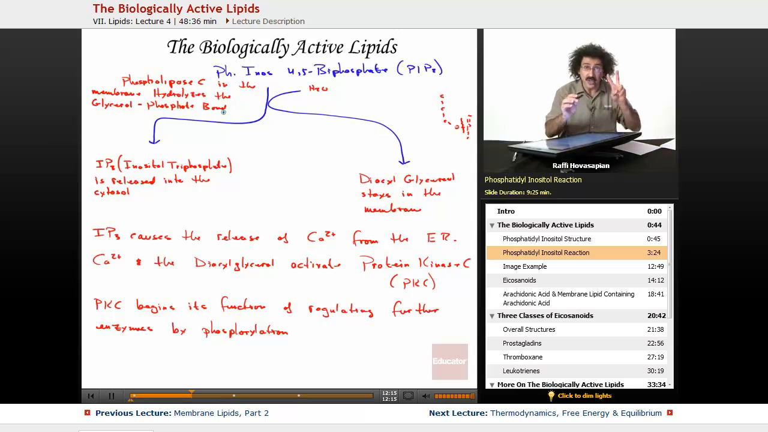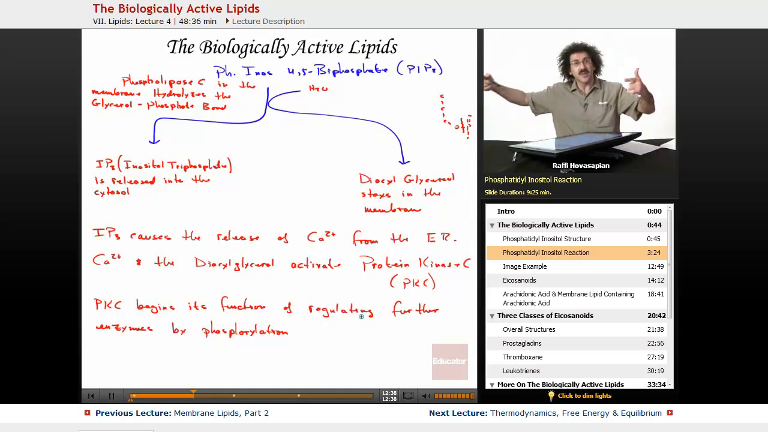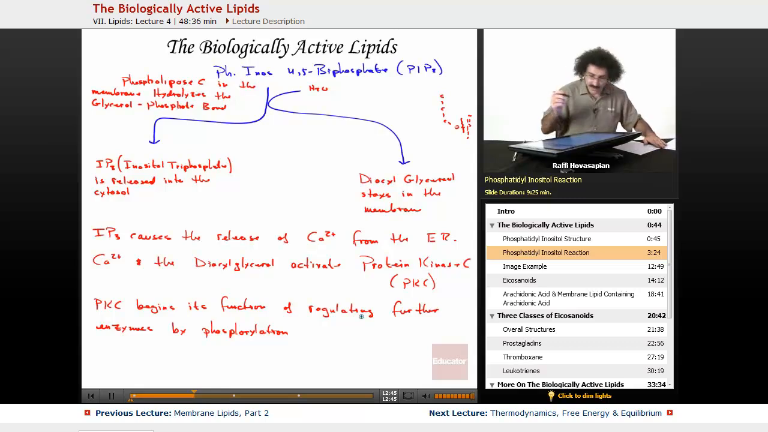It breaks it up into two separate things. The IP3 is released into the cytosol. The diacylglycerol stays in the membrane. The IP3 causes the release of calcium from the endoplasmic reticulum. The calcium and the diacylglycerol activate protein kinase C. And protein kinase C starts its function of regulating further enzymes to do whatever it is that they're going to do. So this is the signal pathway that's taking place from this phosphatidyl inositol. Okay, now let's go ahead and take a look at this schematically or diagrammatically here.